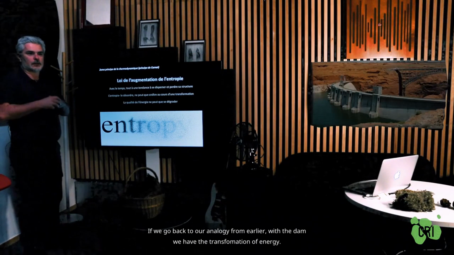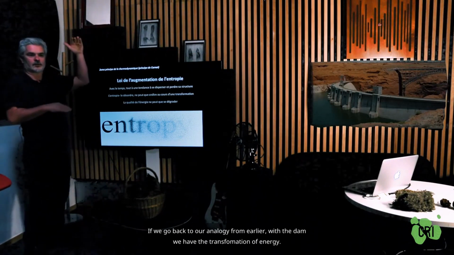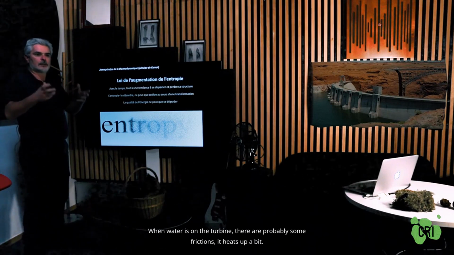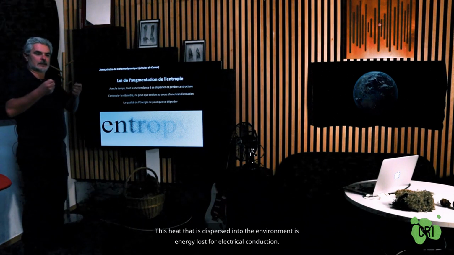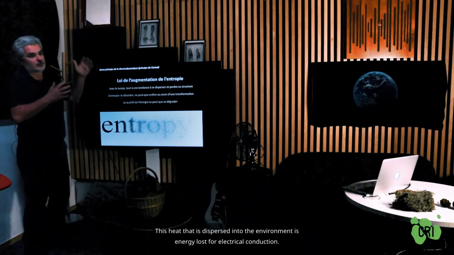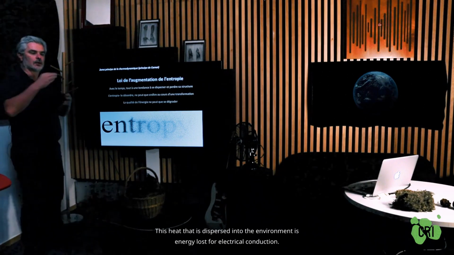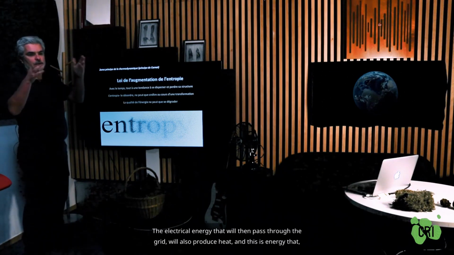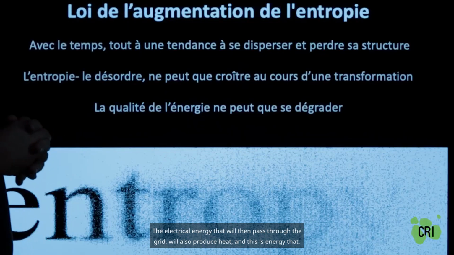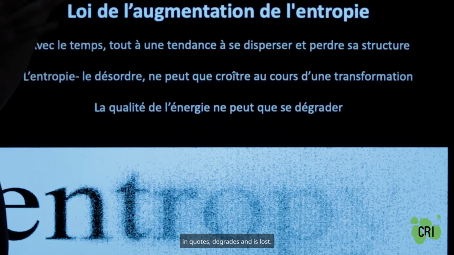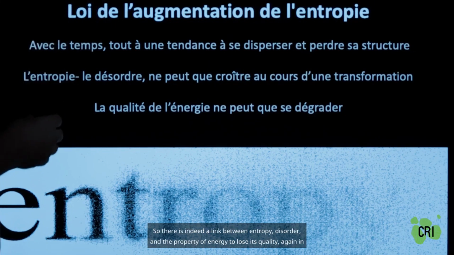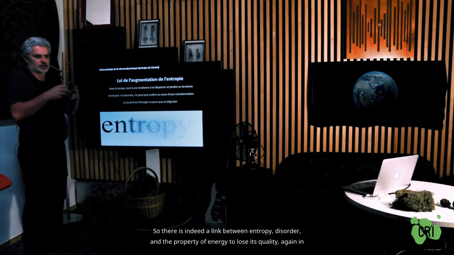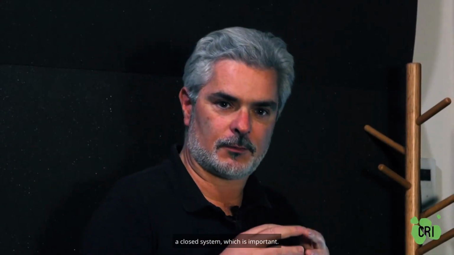If we go back to our analogy from earlier, with the dam, we have the transformation of energy. When water is on the turbine, there are probably some frictions. It heats up a bit. This heat that is dispersed into the environment is energy lost for electrical conduction. The electrical energy that will then pass through the grid will also produce heat, and this is energy that, in quotes, degrades and is lost. So there is indeed a link between entropy, disorder, and the property of energy to lose its quality, again in a closed system, which is important.